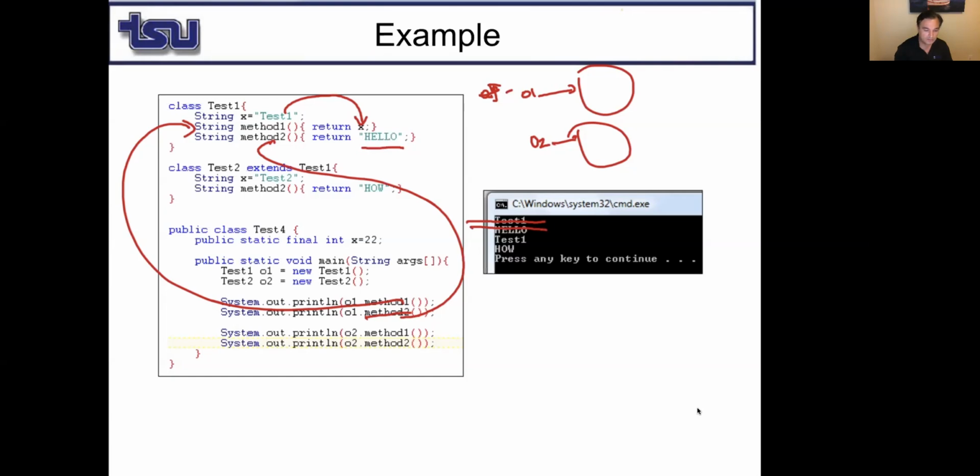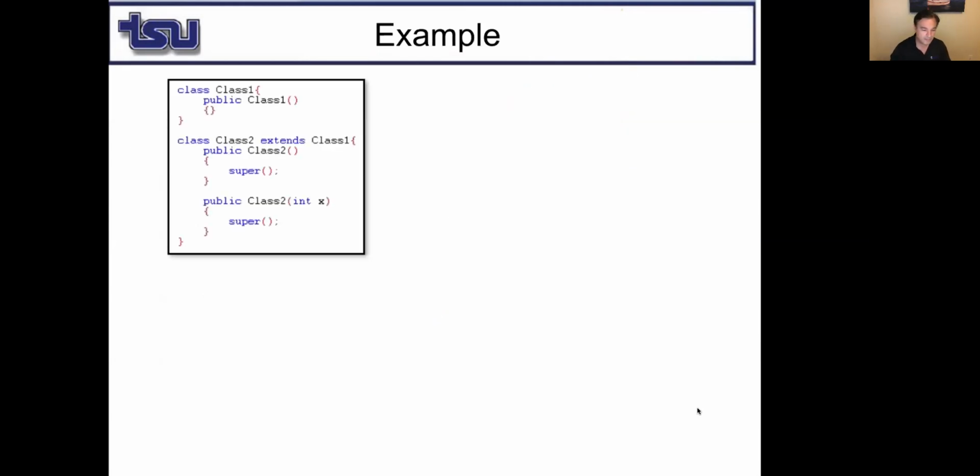And here, o2.method1. o2 is a Test2 object. Test2 doesn't have method1, but its superclass has method1. So it's going to go up and make a call to method1 again, and you will see Test1 again. Then method2, well, o2 is a Test2 object, and Test2 already has overridden method2, so it's going to make a call to what? This method, which is going to say ha.